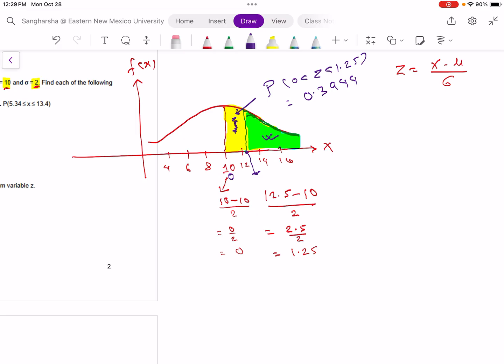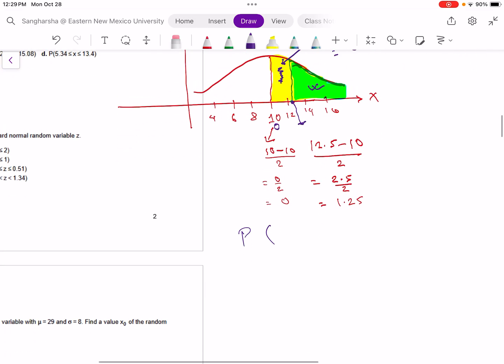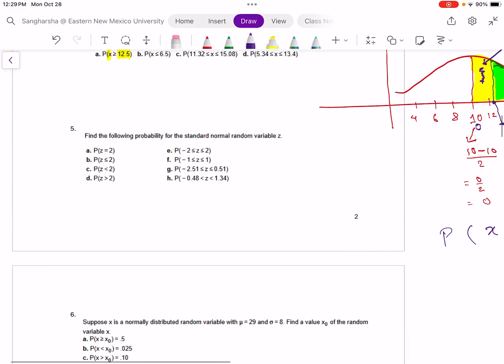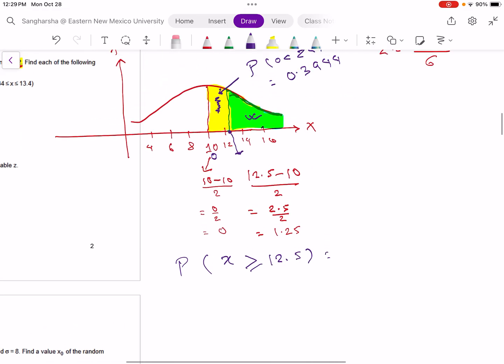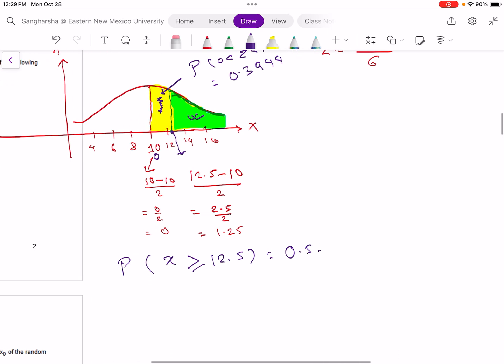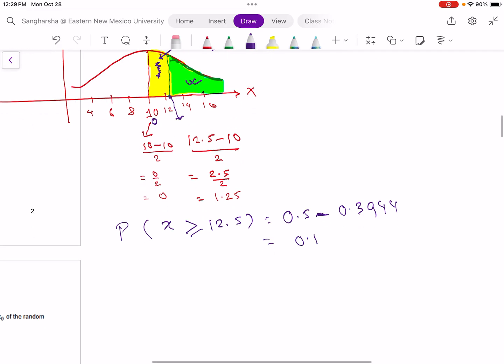And our target is finding the green region. That will be equal to 0.5 minus 0.3944. So the probability that X is greater than or equal to 12.5 is 0.5 minus 0.3944. And what is this equal to? 0.1056. Okay, 0.1056.